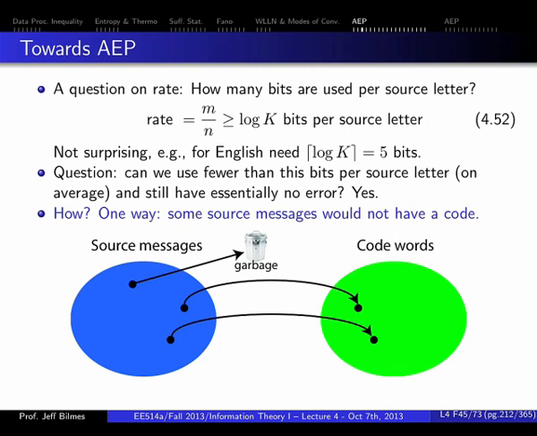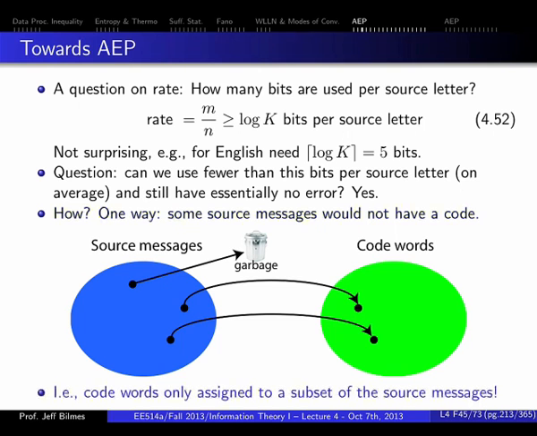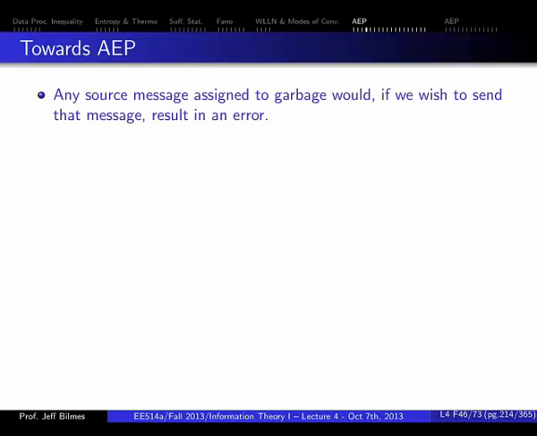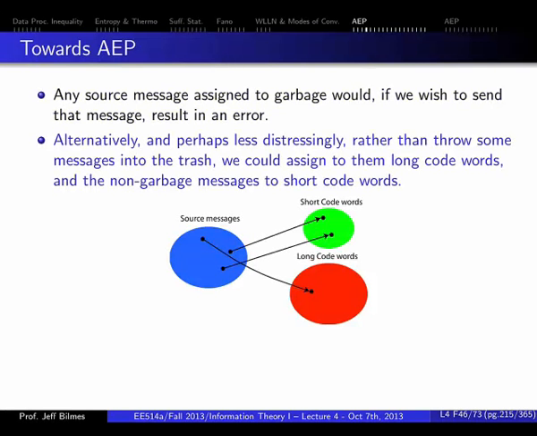If you don't like this, however, we can have another one where, let's say we do something like this. We have long code words and short code words. Some source strings get sent to short code words, and other ones, rather than just having an error, get long code words. We're going to show that these two scenarios are identical, whether you have an error or whether you don't have an error, as n gets big. That's the trick. n has to get big, and I'm running out of time.